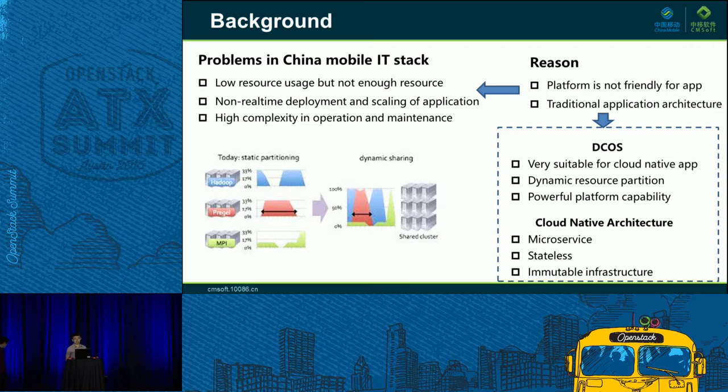In China Mobile, we often suffer problems as follows in our IT stack. Problem one, on the one hand, low resource usage of our data center, but on the other hand, resources are not enough to satisfy the different requirements. Problem two, application deployment and scaling are very time consuming. Maybe you need several hours or days. Problem three, high complexity in operation, management, and maintenance.